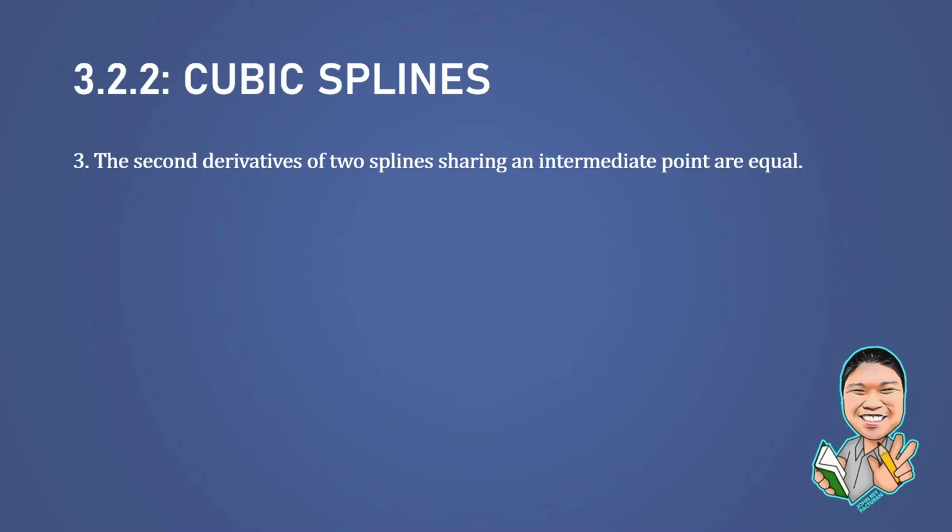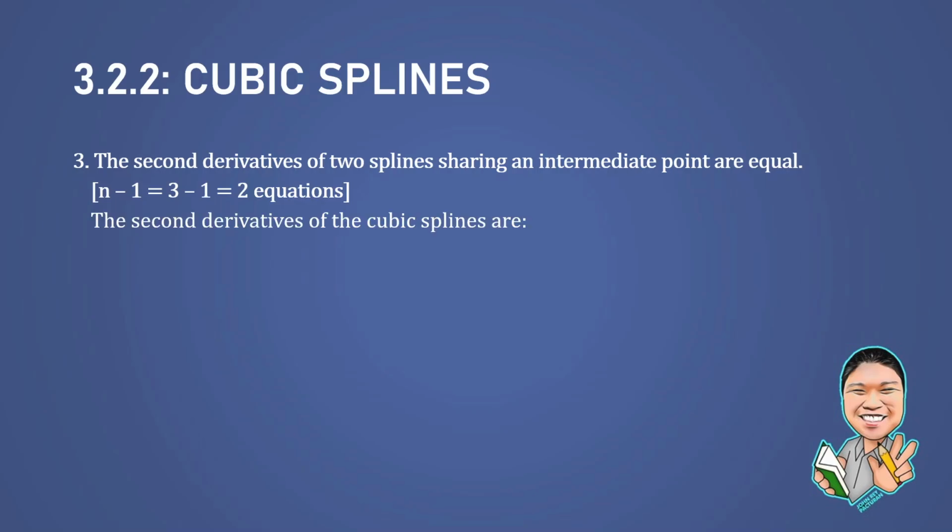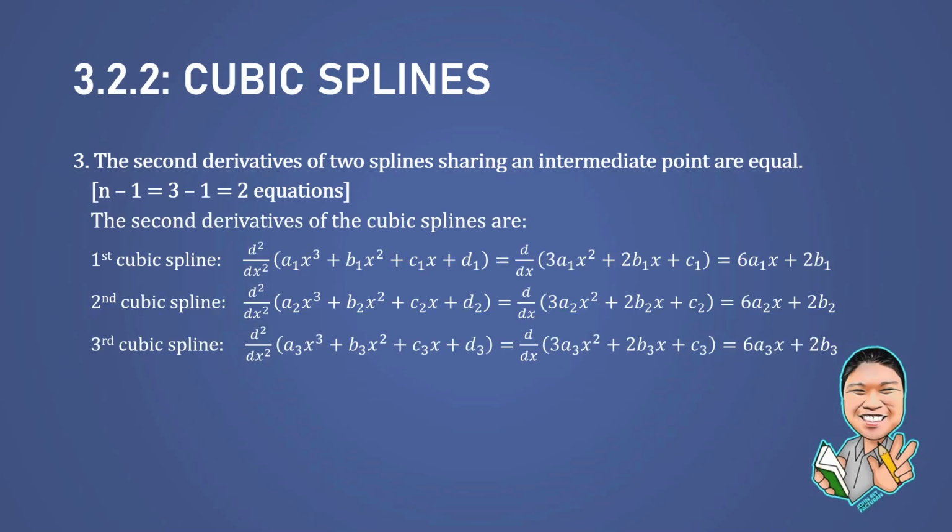For the third step, according to this, the second derivative. In step 2, the first derivatives at the intermediate point are equal. For step 3, the second derivatives of the two splines sharing an intermediate point are equal. In that case, we can again derive two equations simply because we have two intermediate points. So, the second derivatives of the splines are as shown.